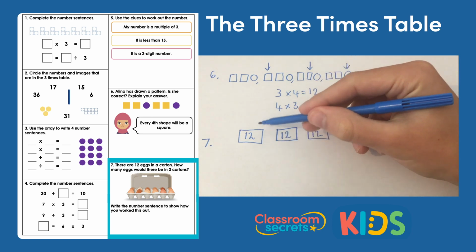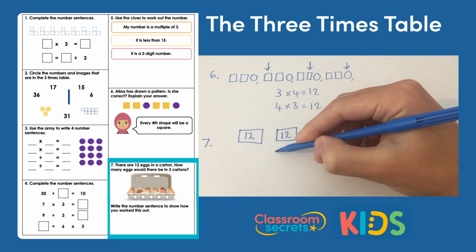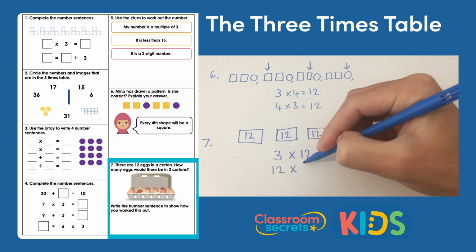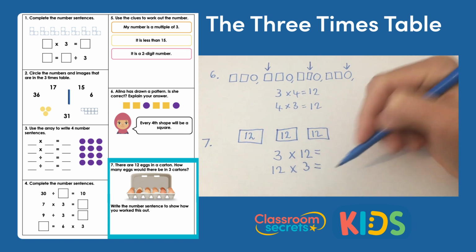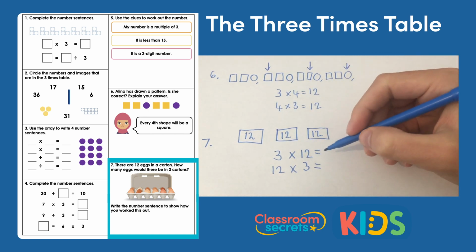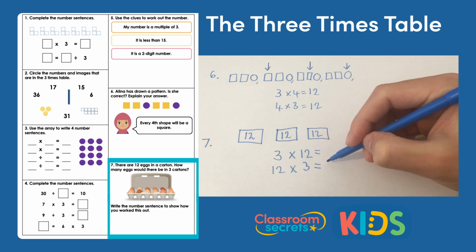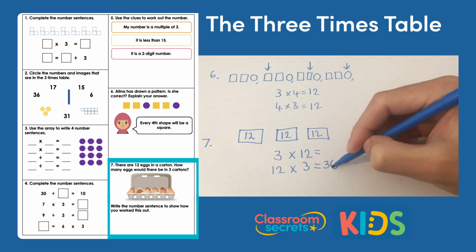So we've got 3 lots, 1, 2, 3, of 12 eggs, or 12 eggs times 3 lots, because there's 3 of them, and you're going to get the same answer. So 12 times 3, if you're using your 3 times table or counting up in steps of 3, you will get 36.